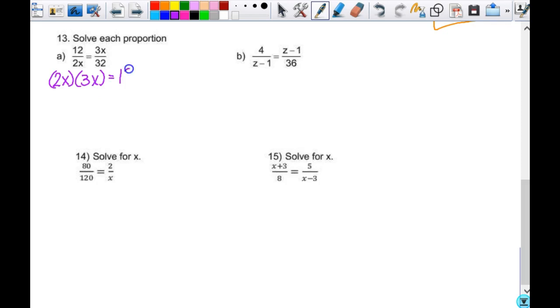And that's equal to 12 times 32. I'm writing it out like that so we can make sure that we actually do this right. 2 times 3 is 6. x times x is x squared, so I get 6x squared. 12 times 32 is 384.